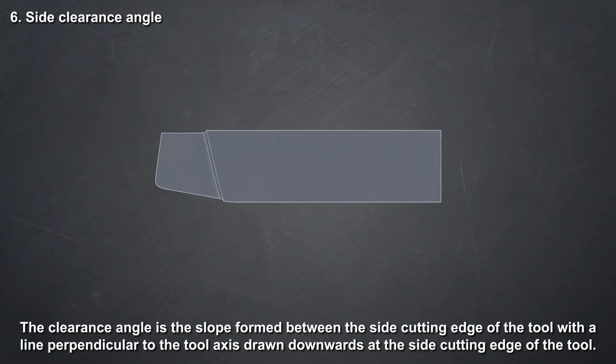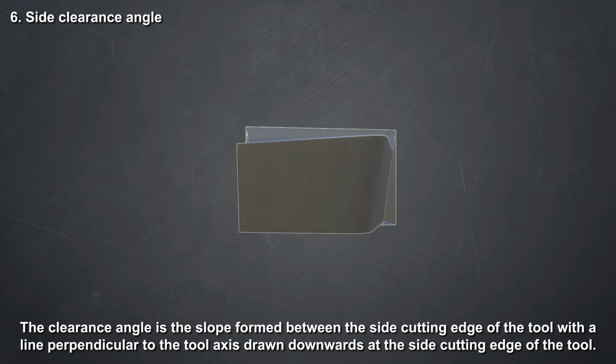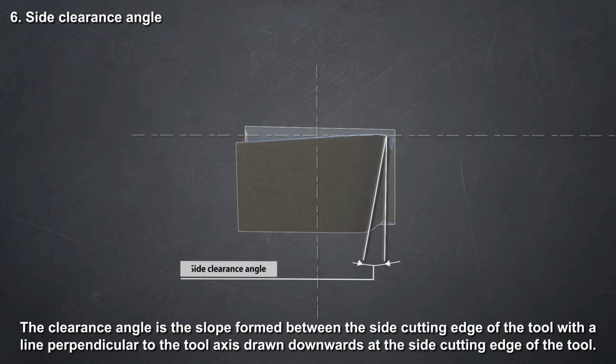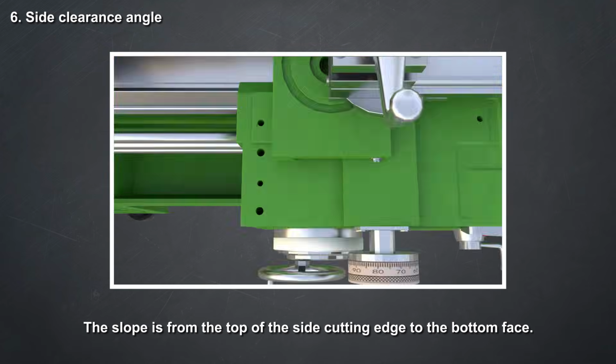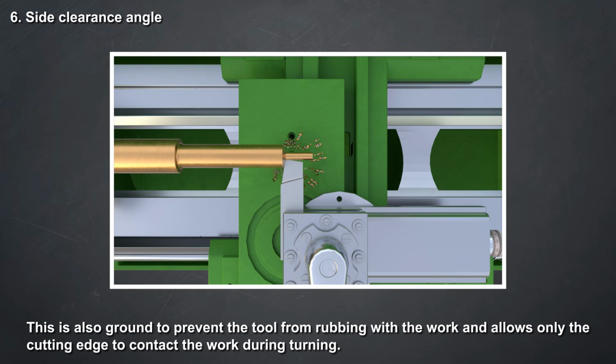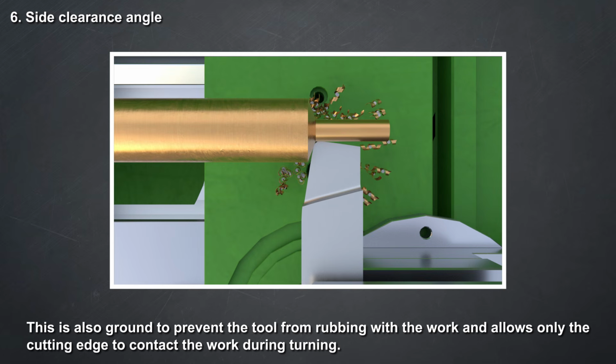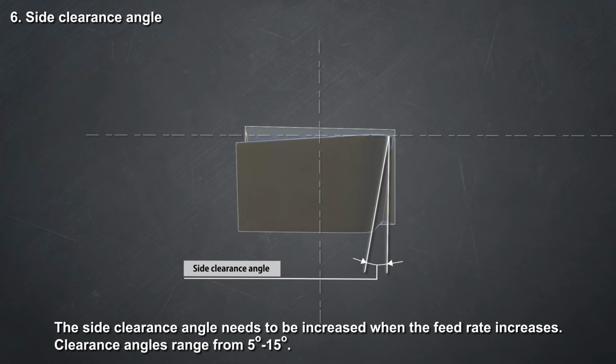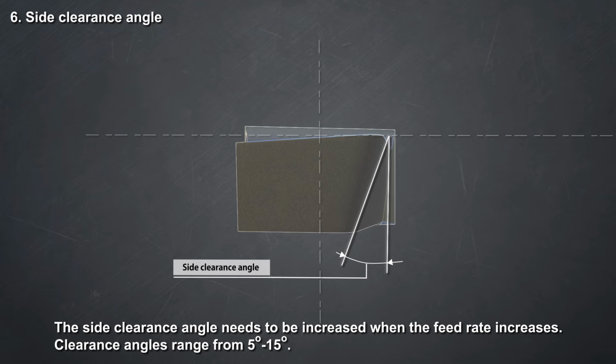Side clearance angle. The clearance angle is the slope formed between the side cutting edge of the tool with a line perpendicular to the tool axis drawn downwards at the side cutting edge of the tool. The slope is from the top of the side cutting edge to the bottom face. This is also provided to prevent the tool from rubbing with the work and allows only the cutting edge to contact the work during turning. The side clearance angle needs to be increased when the feed rate increases. Clearance angles range from 5 degrees to 15 degrees.